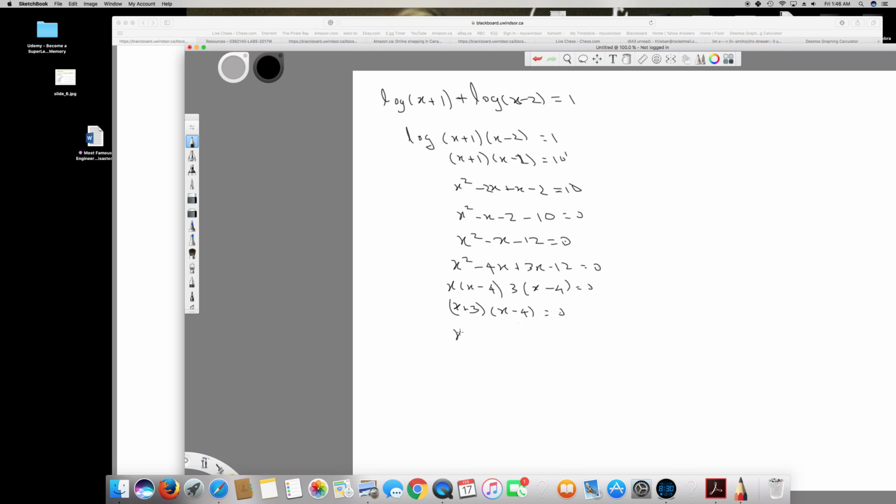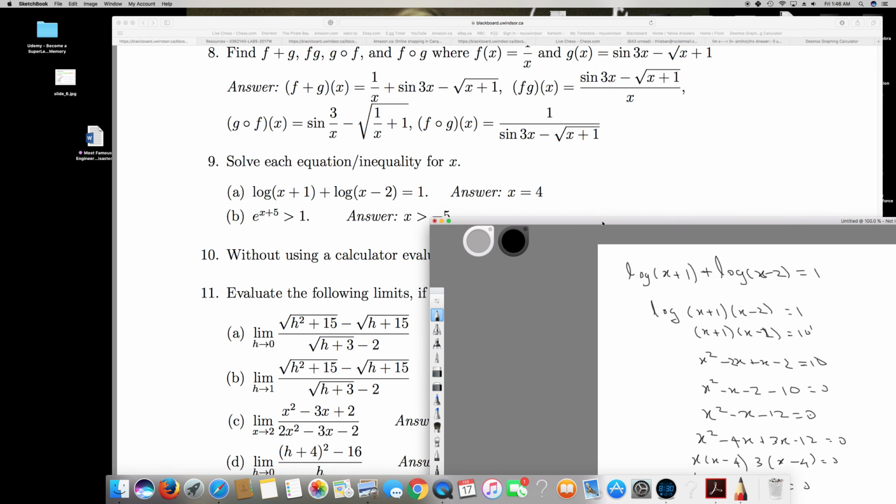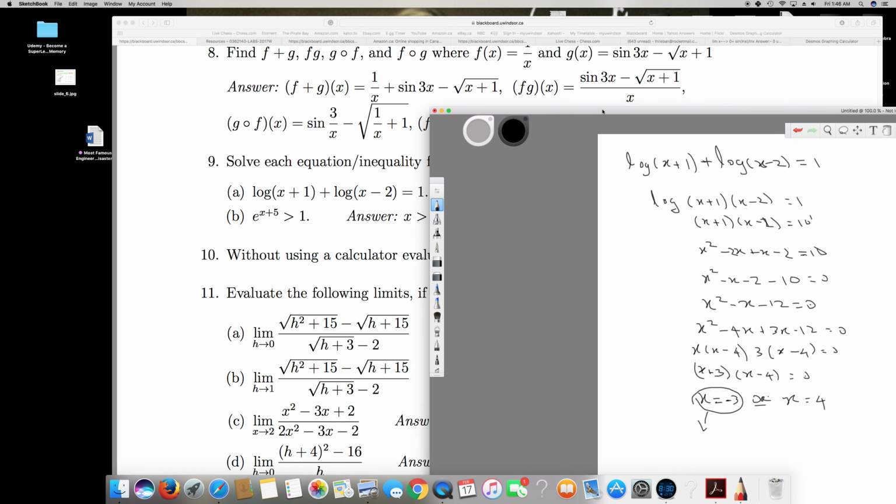So we have two different values. It's going to be x is equal to minus 3 and x is equal to 4. But in this case, x equal to minus 3 can't be a value, because the domain of log is always positive. In this case x is negative, therefore we don't take this one. So therefore x is equal to 4 is the answer. That's the answer they have given, and that's how they got it.